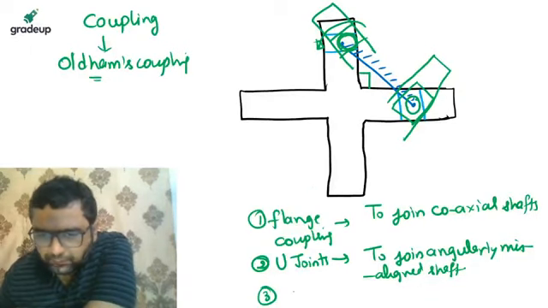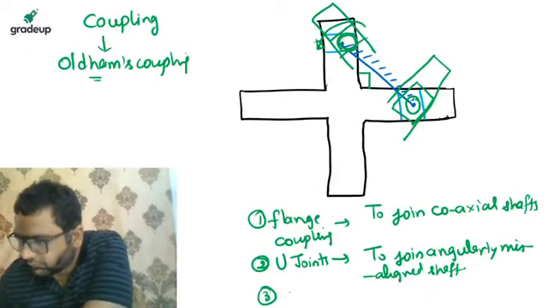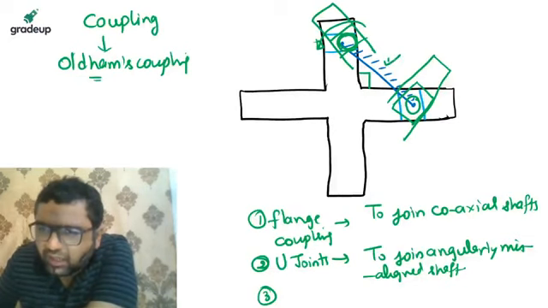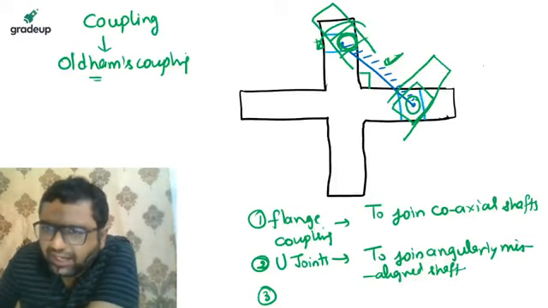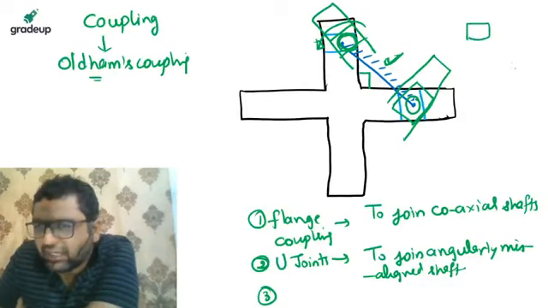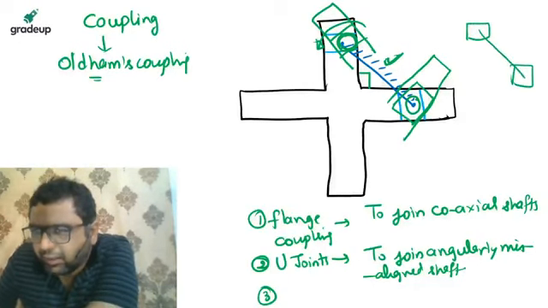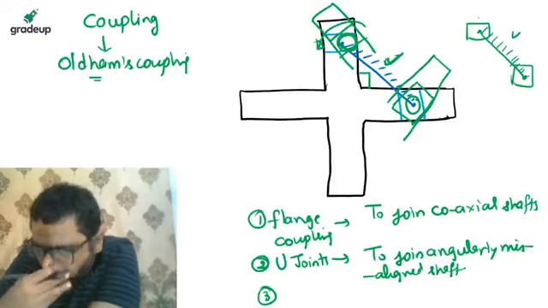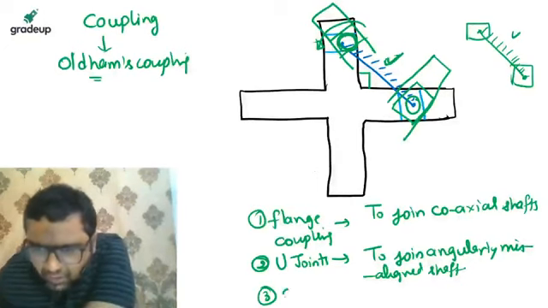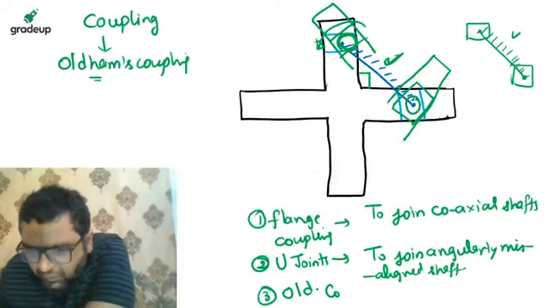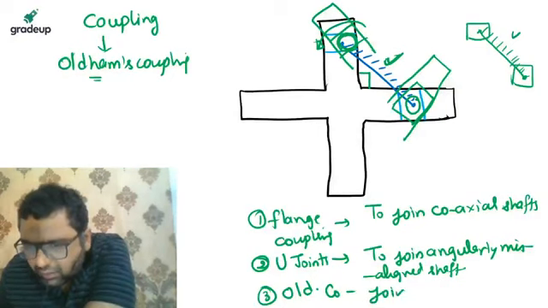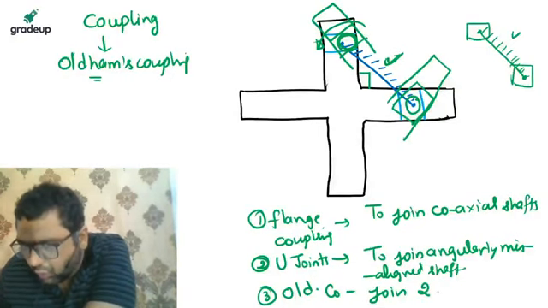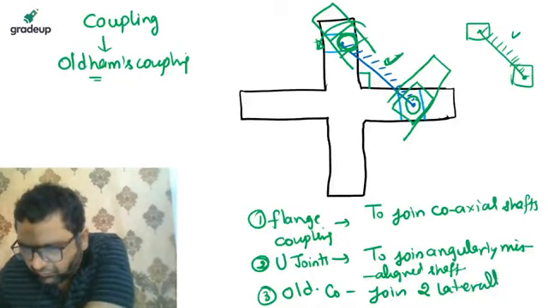Third thing is, no dear, because it is fixed now. If this link is fixed, slider cannot slide. Okay, if these two sliders which are joined with the turning pair, they can turn but they cannot slide because this link is fixed. Fixed means this link cannot move anywhere. If this link cannot move, slider cannot move. So my dear, third is Oldham's coupling. This is used to join two laterally misaligned shafts.